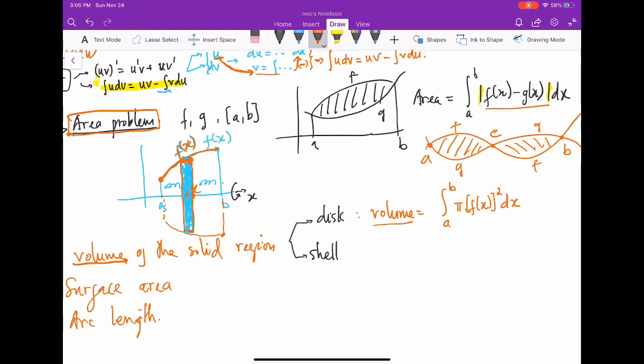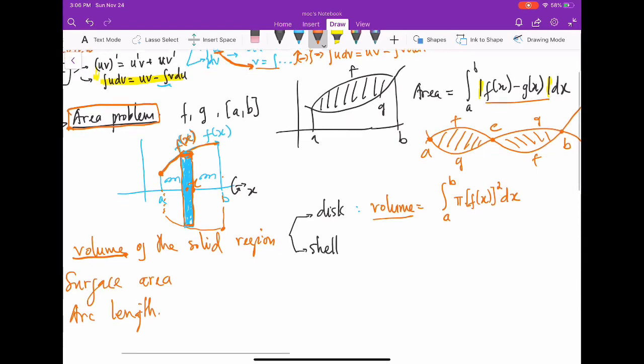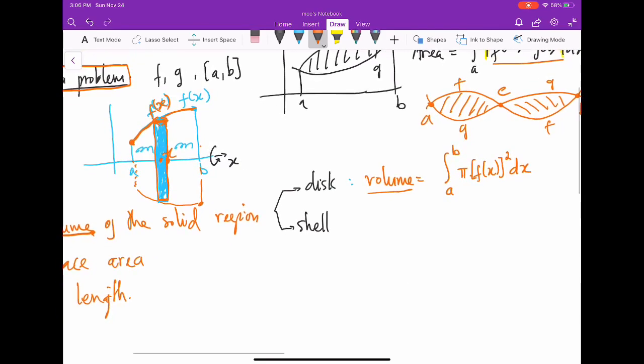So that is the main thing, right? You rotate about the x-axis, you use the disk method, okay? So now let's talk about the shell method. For the shell method, let's make another picture, right? Let's make another picture right here. So I have that picture in here, okay?